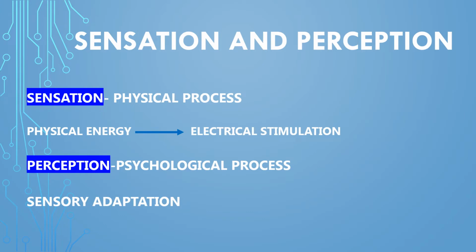Sensation and perception. The physical process during which our sensory organs, those involved with hearing and taste, respond to external stimuli is called sensation. So, sensation is a physical process and it involves sensory organs like our ears, our tongue, our eyes, etc. These sensory organs respond to external stimuli, and that process is known as sensation.